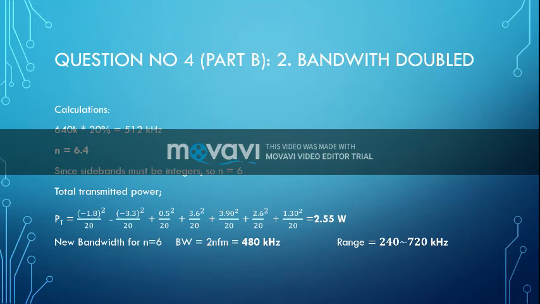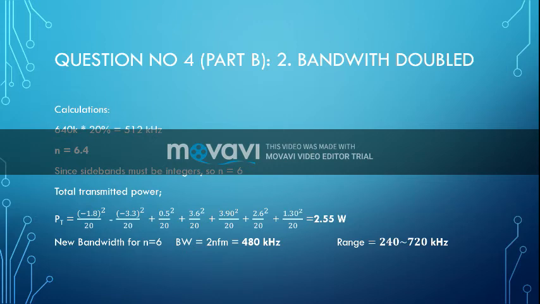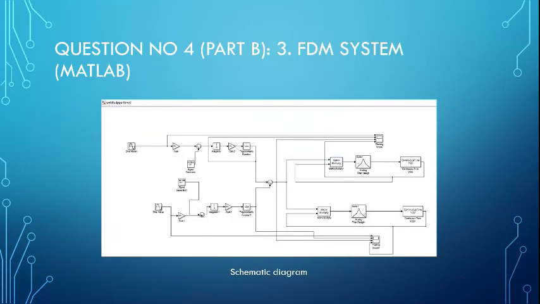The next part is the calculation for when the modulated signal is band limited by 20%. We get a new value of beta, which is 6.4, and from that we calculated a new total transmitted power, which is now equal to 2.55 watt. And the new bandwidth is now 480 kHz, ranging from 240 kHz until 720 kHz. Moving on to the next step is the simulation of the FDM system.